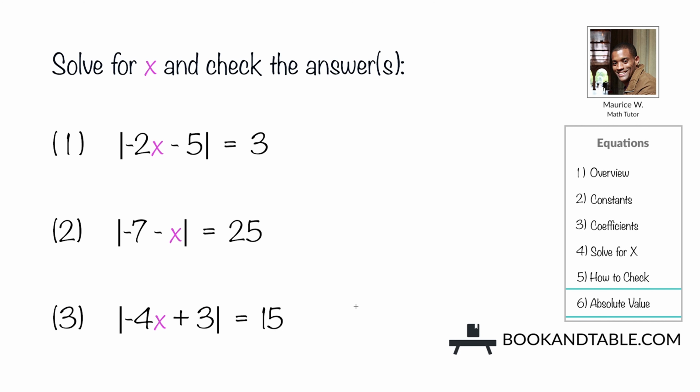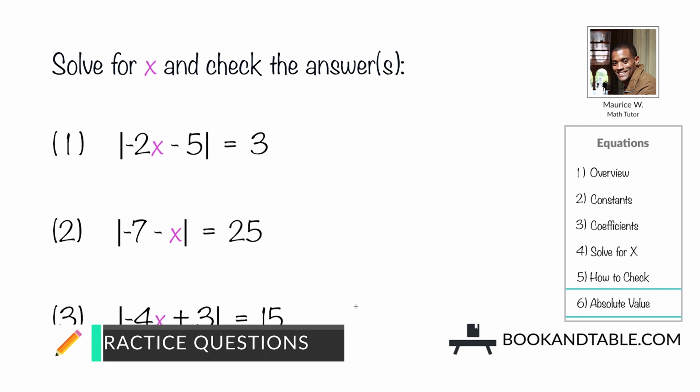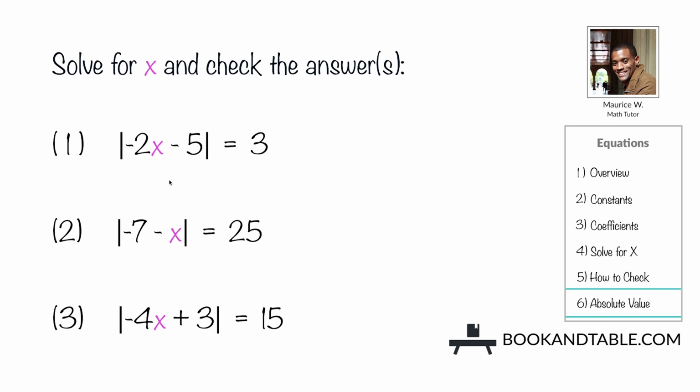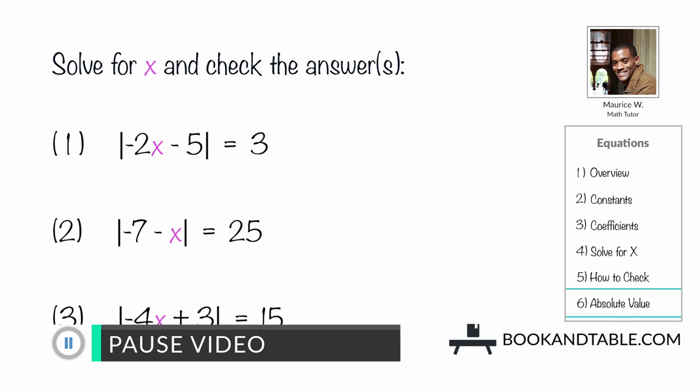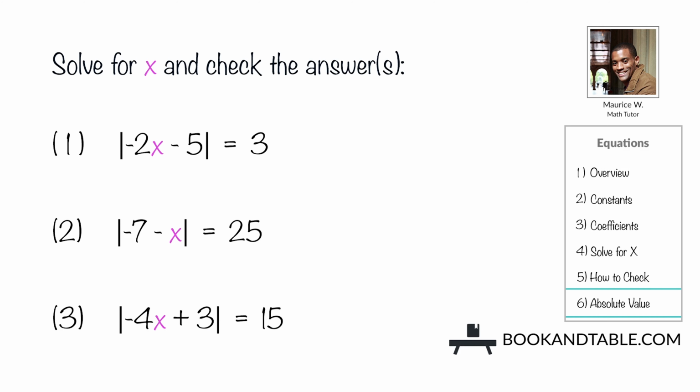Let's wrap things up by having you practice a few questions. Solve for x and check the answers. Question number 1. The absolute value of negative 2x minus 5 is equal to 3. Question number 2. The absolute value of negative 7 minus x is equal to 25. And question number 3. The absolute value of negative 4x plus 3 is equal to 15. Pause the video for a moment, solve these questions, and then press play when you are ready.